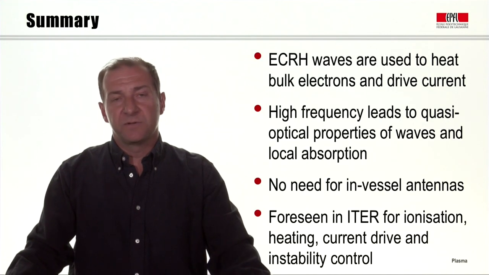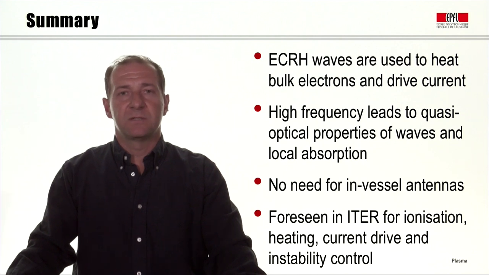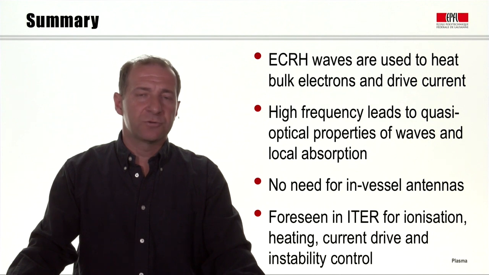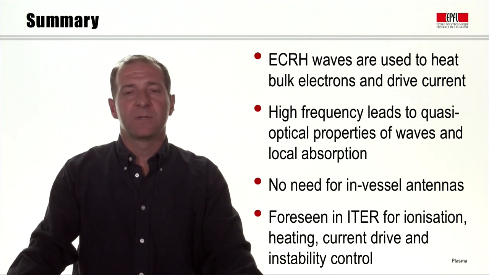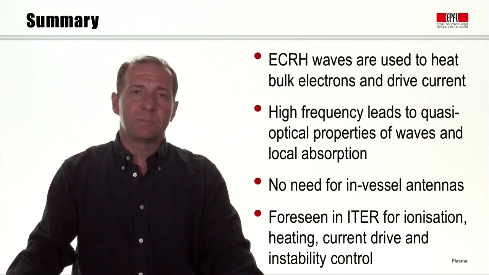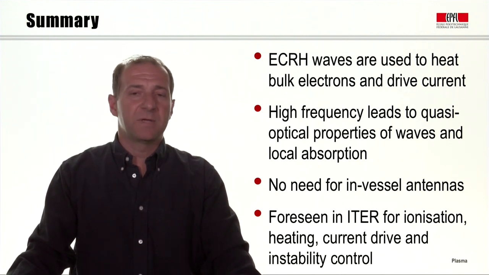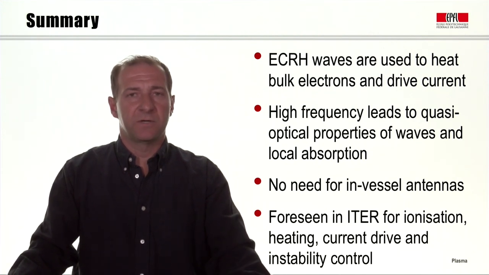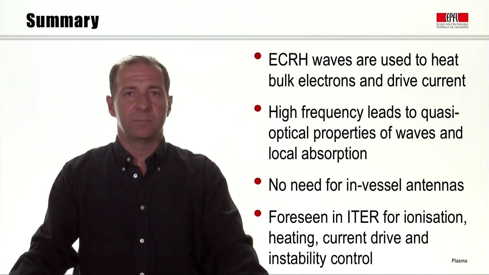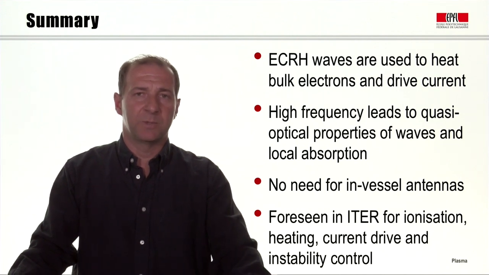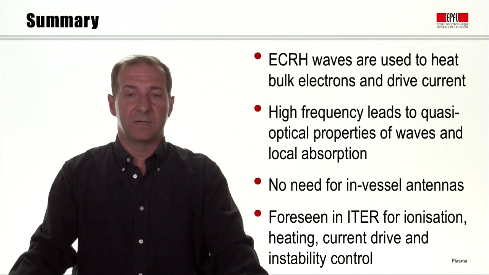We are now ready to very briefly summarize this lecture. We have seen that ECRH waves are used to heat bulk electrons and to drive current in the plasma. The high frequency of this wave leads to quasi-optical properties of them and to local absorption, which is essential for heating, for driving current, and for controlling instabilities in the plasma. There's no need for universal antennas, so all the problems we have discussed for ICRH and lower hybrid waves are overcome.